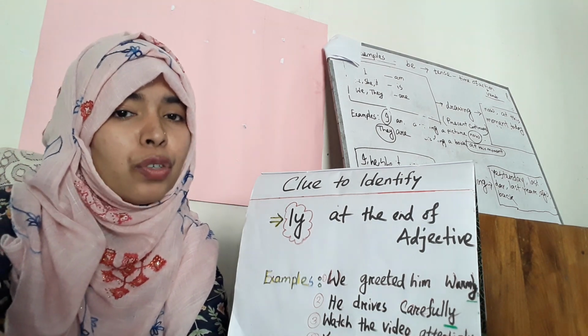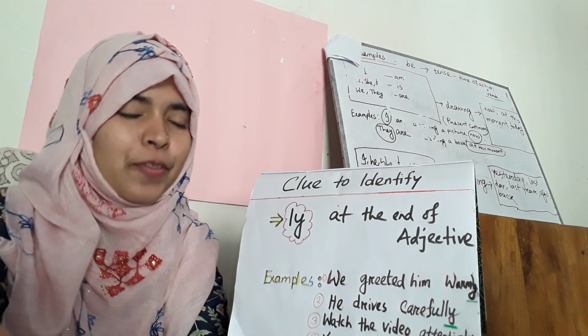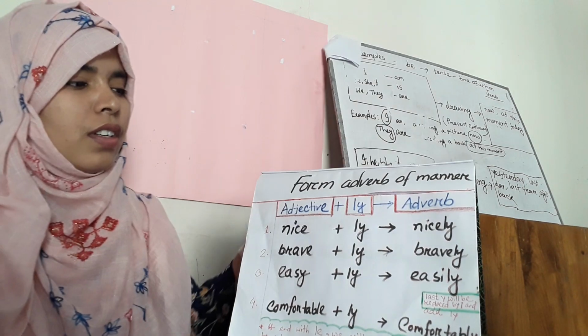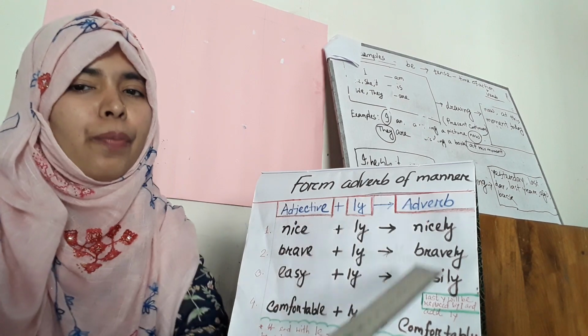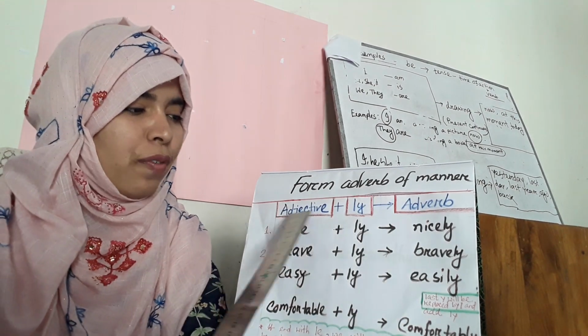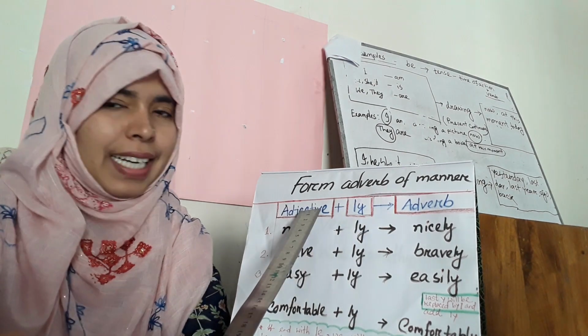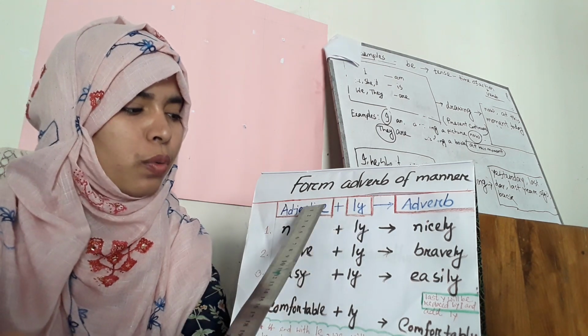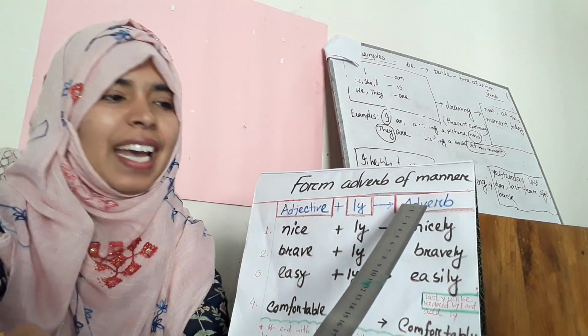Now you will know how to form adverb of manner. Okay, so let us see how to form adverb of manner. We have to add ly with the adjective, then we will get an adverb.